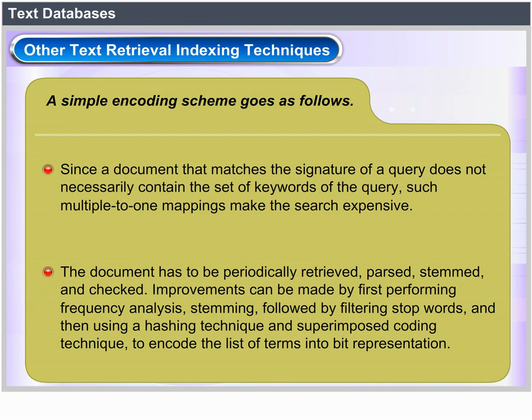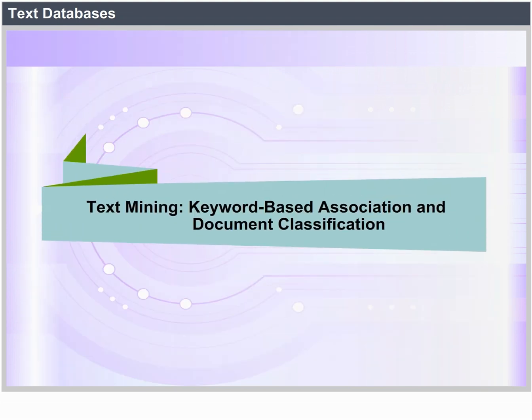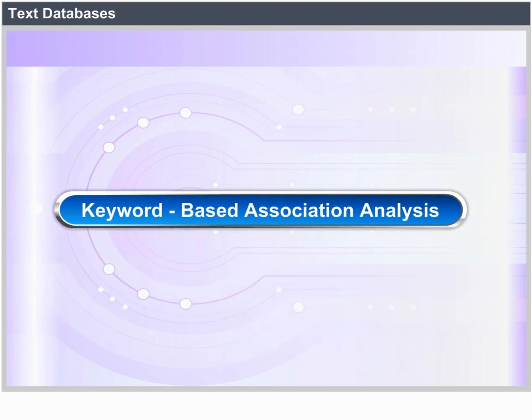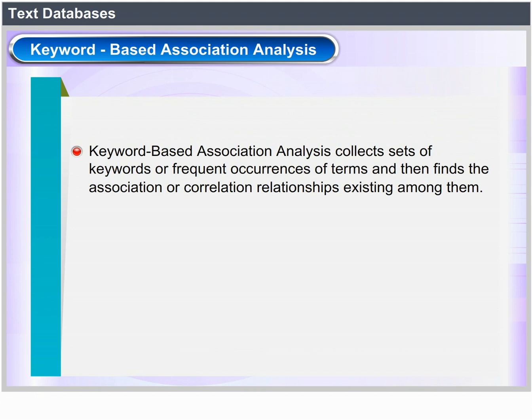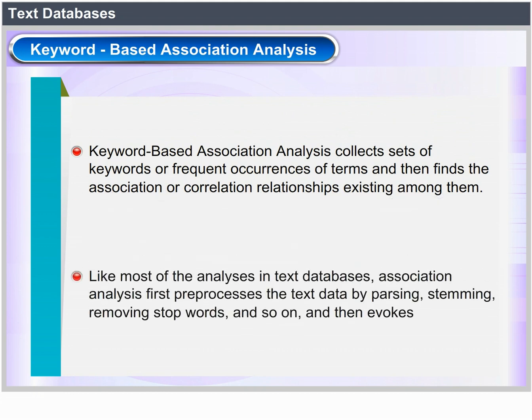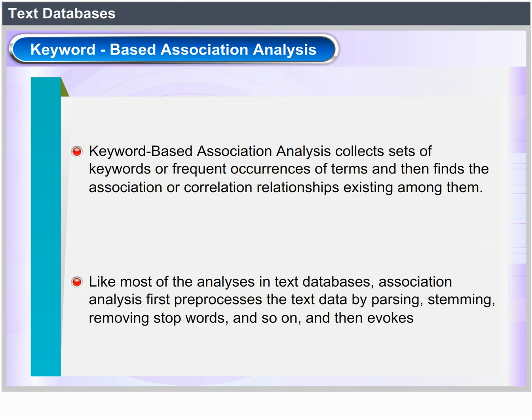Text mining, keyword-based association and document classification. Keyword-based association analysis. Keyword-based association analysis collects sets of keywords or terms that occur frequently together and then finds the association or correlation relationships among them. Like most of the analyses in text databases, association analysis pre-processes the text data by parsing, stemming, removing stop words, and so on, and then invokes association mining algorithms.